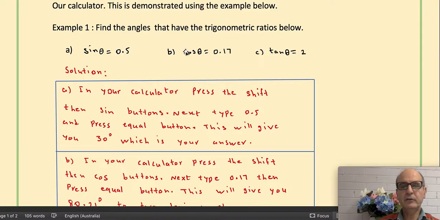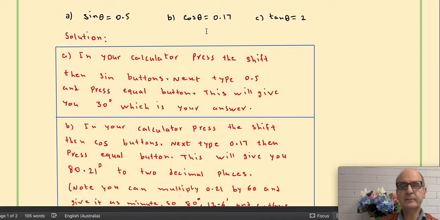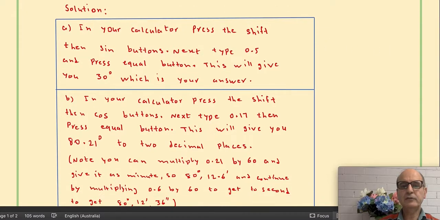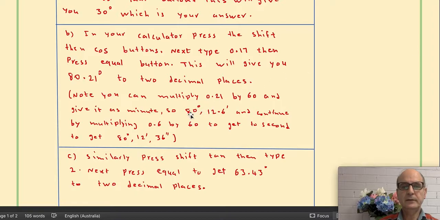For the next one, we know the cos of the angle. Cos of angle theta is 0.17. Now the aim is to find theta itself. Again, you use your calculator and follow similar steps. First press shift, then the cos button, then type the value of the cos, which in this case is 0.17, and then press the equal sign. The display will show you the angle, which in this case will be 80.21 degrees. This is to 2 decimal places.